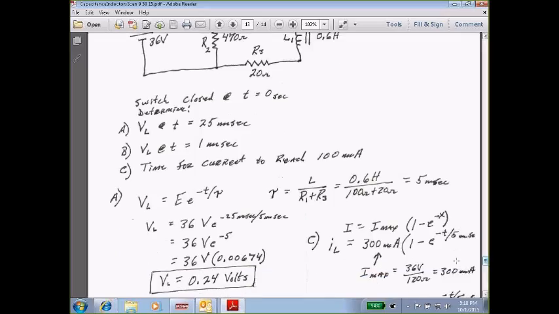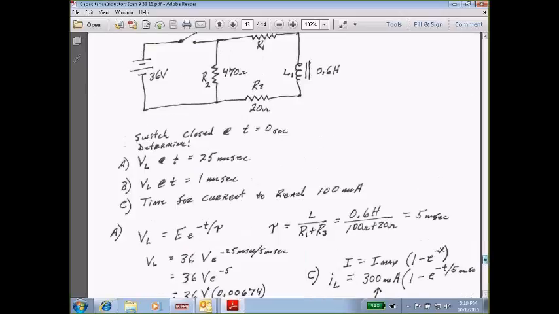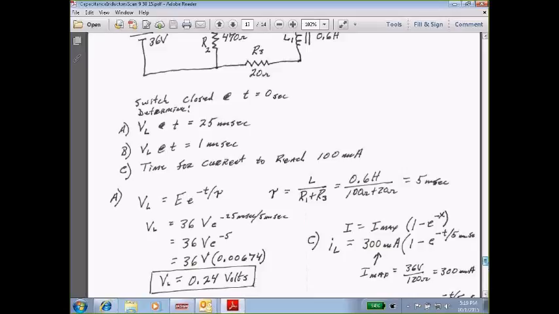Now we plug in my source here. So it's 36 volts times e raised to the minus 25 milliseconds over 5 milliseconds, or raised to the minus 5. So that's 36 volts times 0.00674. So the voltage across the inductor is 0.24 volts. And that's because my time constant is 5 milliseconds, and we're looking at 25 milliseconds.